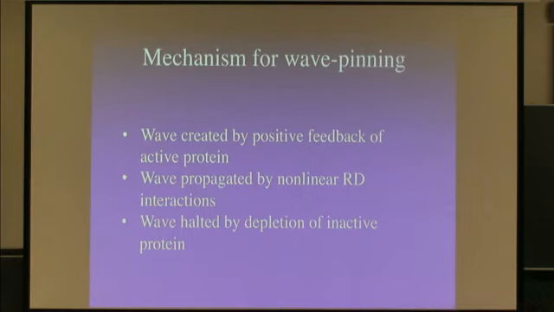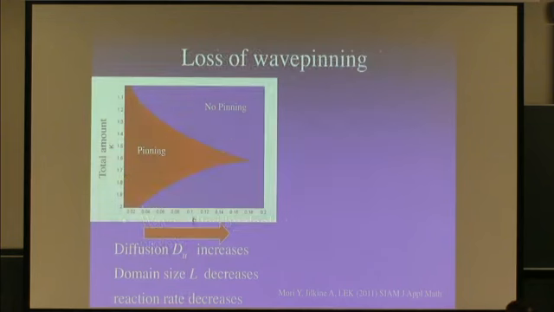But it turns out that by doing that analysis, you're able to find that the wave that we saw earlier is created through this positive feedback. It propagates by the nonlinear reaction diffusion interactions, but it's halted essentially by depletion, using up the inactive protein. And that's why conservation is important. So you can also find out when wave pinning won't happen. So under what conditions would you lose it?